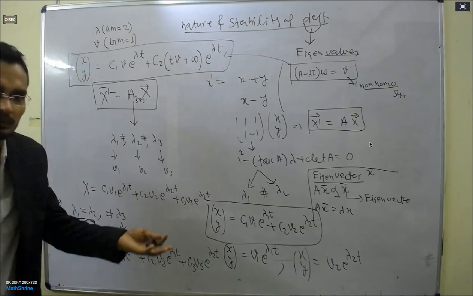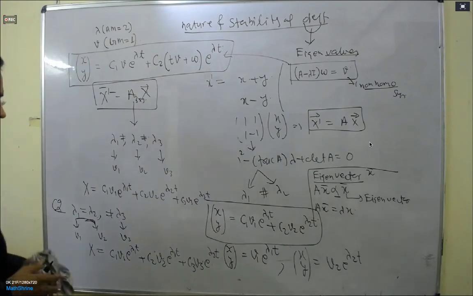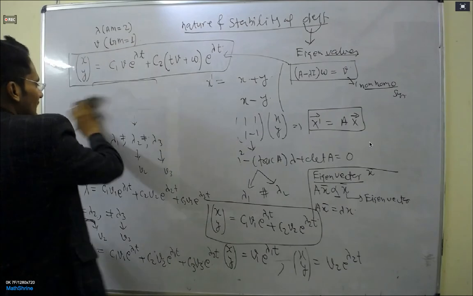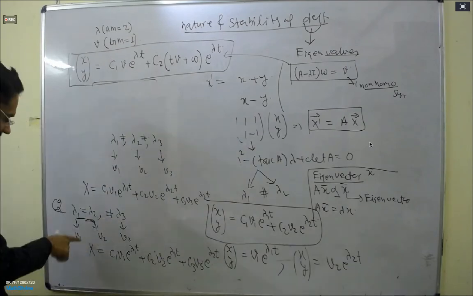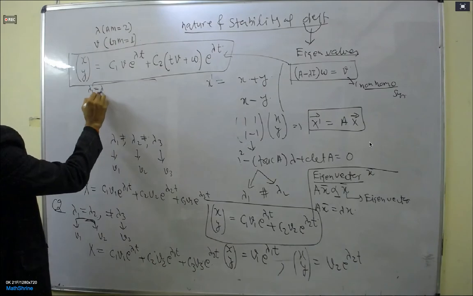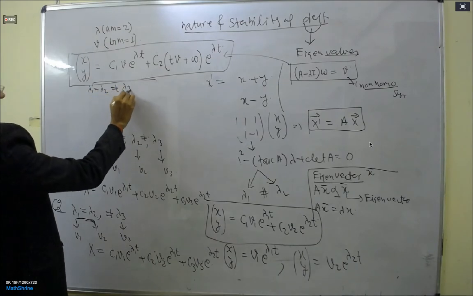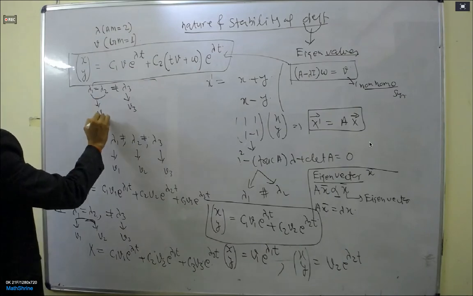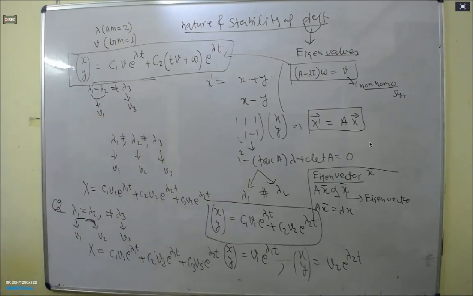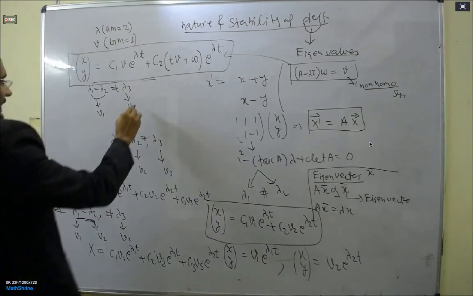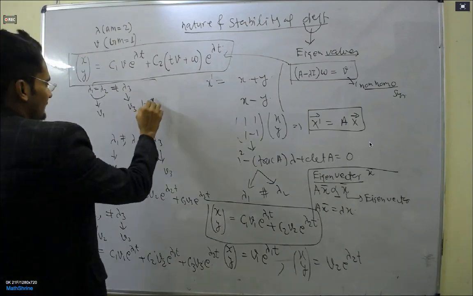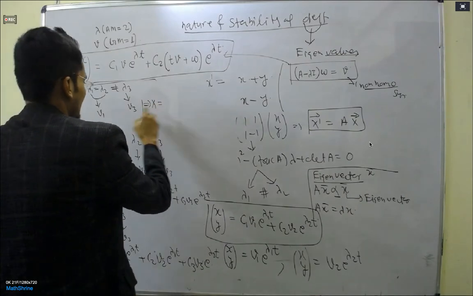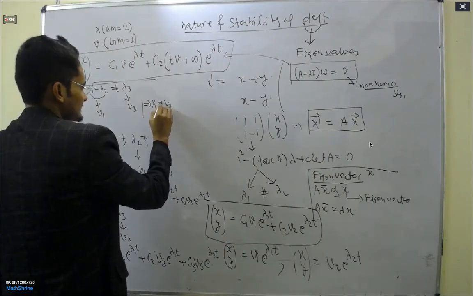So the first will be c1 v1 e raised to the power lambda 1t plus c2. Now here it will be (t v1 plus w) into e raised to the power lambda 1t plus c3 v3 e power lambda 3t. This will be your answer.